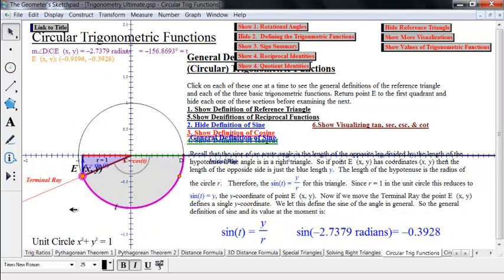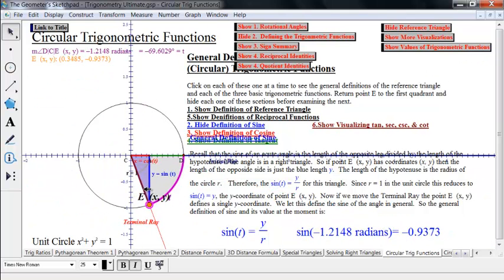And notice every point wherever we are here, in fact, no matter how many times we spin around in whichever direction, once that spinning is finished, we have a single point where that terminal ray meets the unit circle, and that has an ordered pair (x, y) for its coordinates. The x is the cosine of that angle, and the y is the sine of that angle.